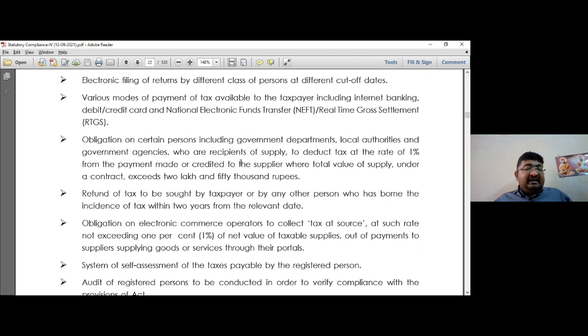The government agency informs the GST department that so and so person who has provided services or supplied goods to me, for which I have deducted 1% tax, that has been remitted to the GST account on behalf of the supplier.